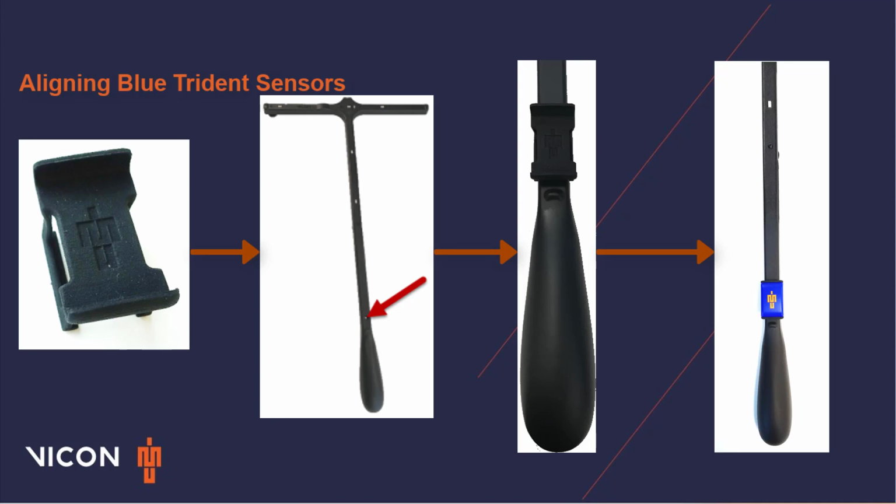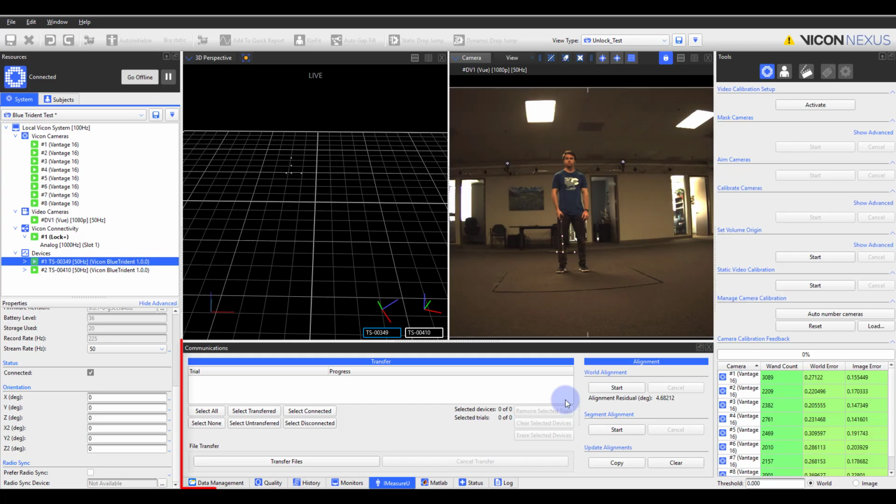To align the IMU and Vicon worlds, go to the Communications pane and click on the iMeasureU tab. And in the Alignment pane under World Alignment, click Start. In your capture volume, wave the wand for several seconds. In the Alignment pane, Alignment Residual is displayed beneath the Stop button. Under World Alignment, click Stop. The IMU world for the selected sensor is now aligned to the Vicon world for the L-frame object.